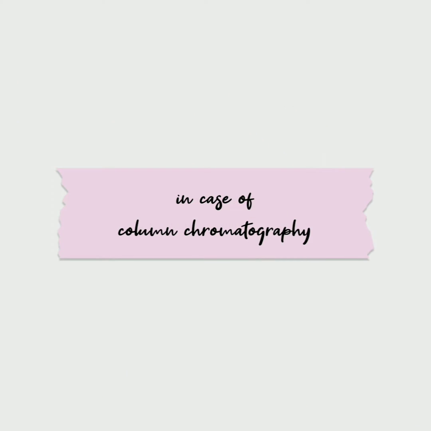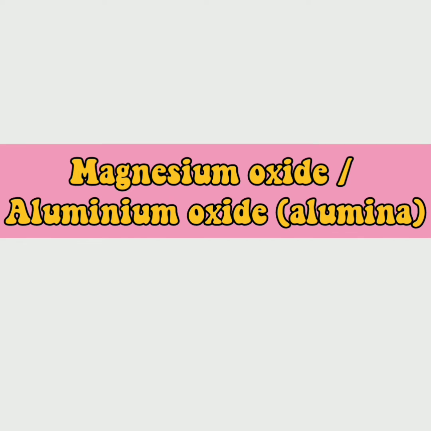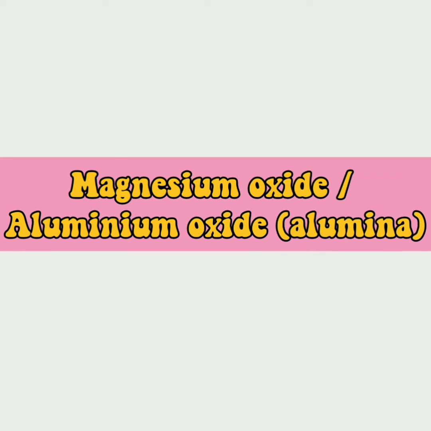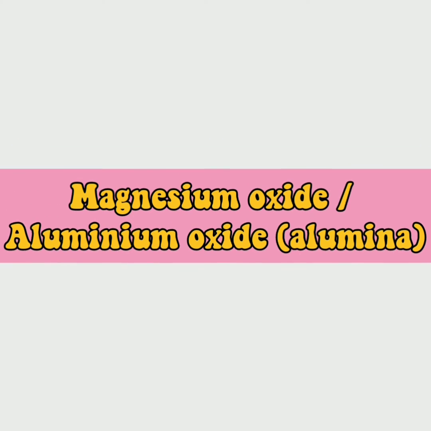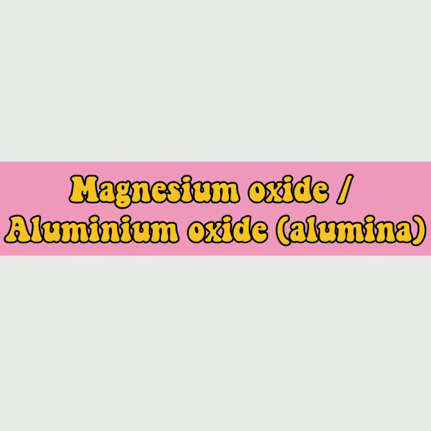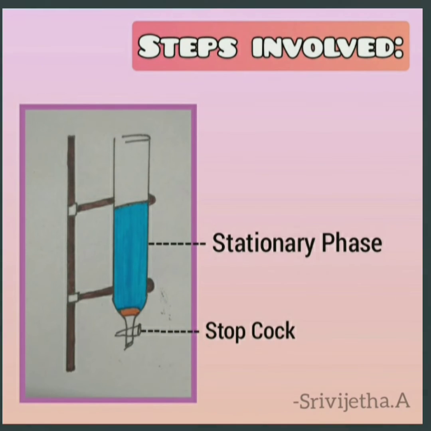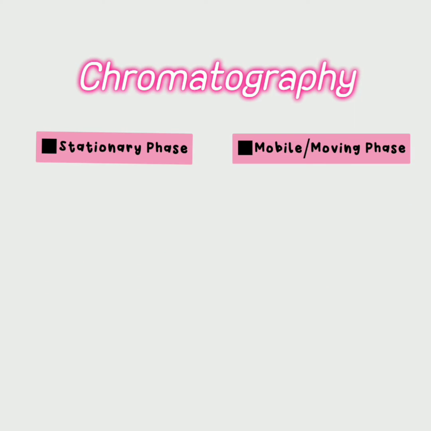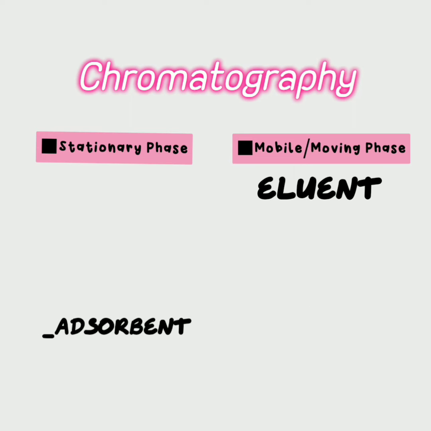In the case of column chromatography, as I told you before, magnesium oxide or aluminum oxide, which is nothing but alumina, acts as an adsorbent to separate the mixture. So you may have a question: what is the stationary phase mentioned in the book? Usually a chromatographic technique has 2 phases, which are the stationary phase and the mobile phase, or moving phase. Now the adsorbent that we are adding into the glass column acts as the stationary phase.